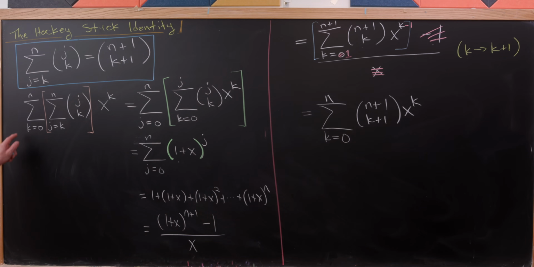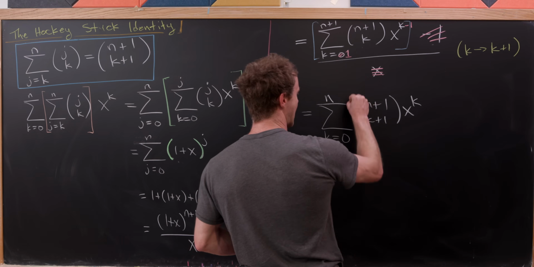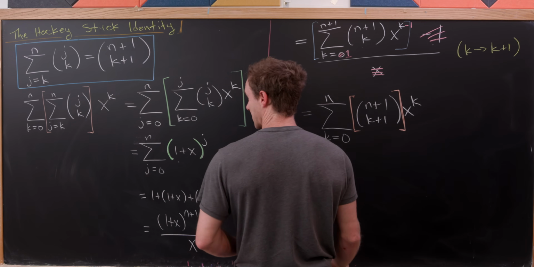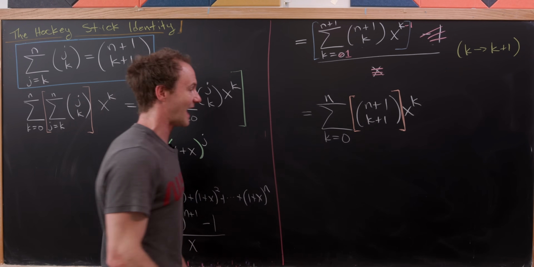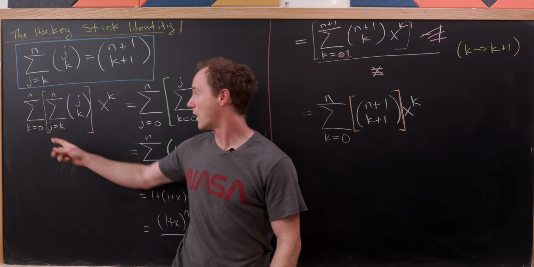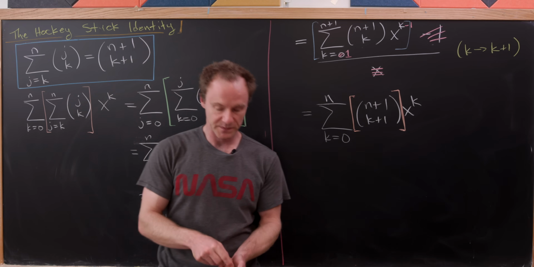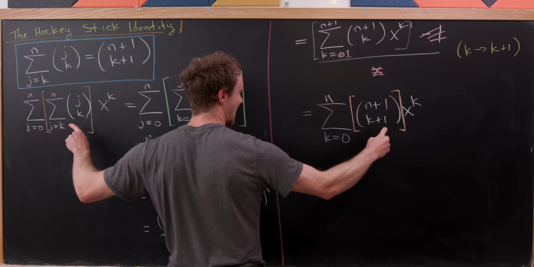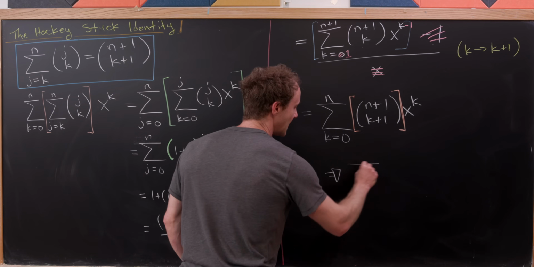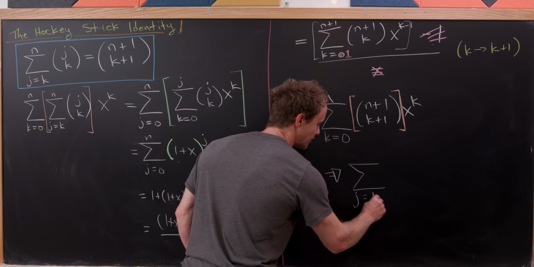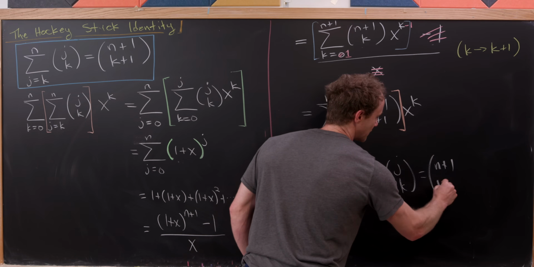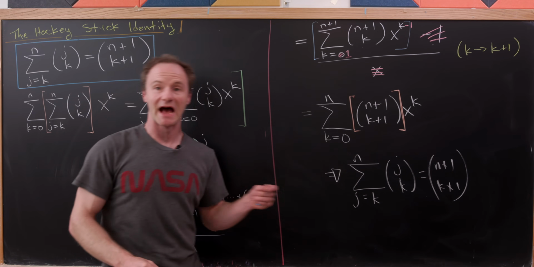Now let's look at our starting point and our ending point. Let's observe that what I have here in these peach parentheses on both sides are the coefficient of x to the k in a sum as k goes from 0 to n. So now we can simply extract the coefficient of x to the k from both sides of this big equation, and we have the sum as j goes from k up to n of j choose k equals n plus 1 choose k plus 1, as desired.